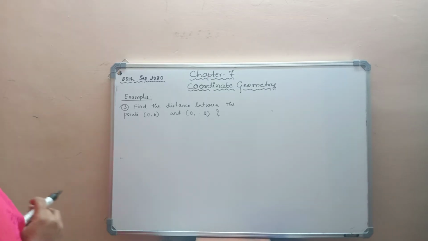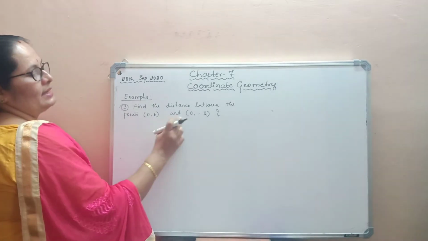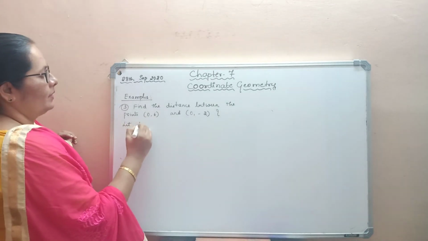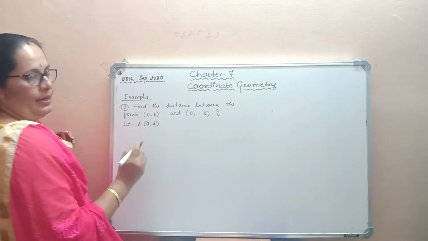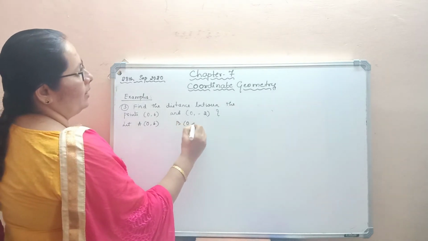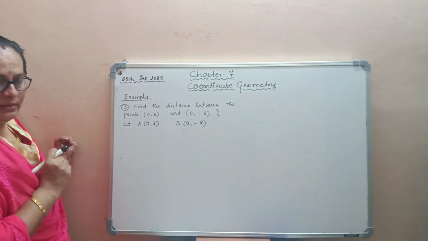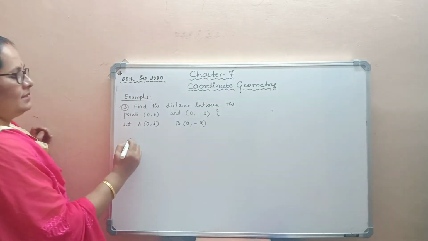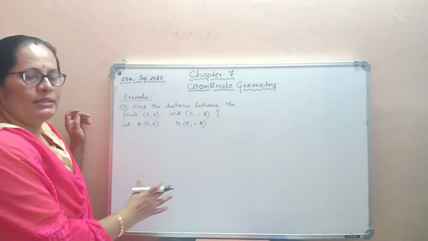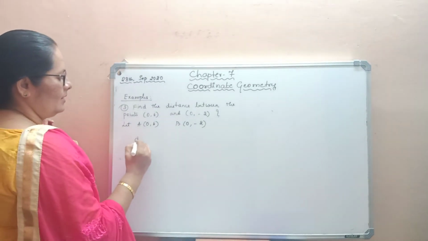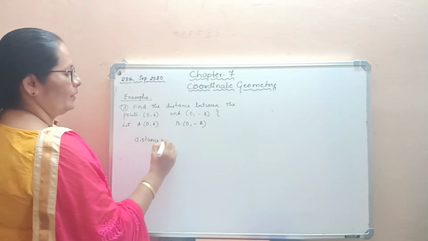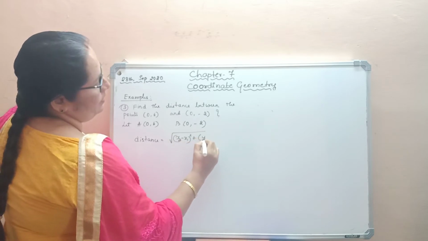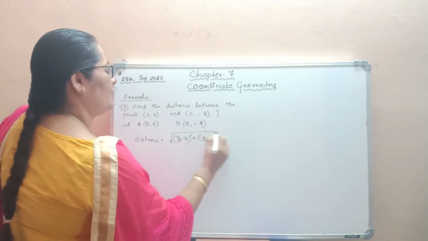Next example, find the distance between the points (0, 6) and (0, -2). Here 2 points are given. So, let A (0, 6) and B (0, -2) be the 2 points given. You need to find the distance between these 2 points. The distance can be calculated using the distance formula. So what is the distance formula? Distance equals root of (x2 minus x1) whole square plus (y2 minus y1) whole square.